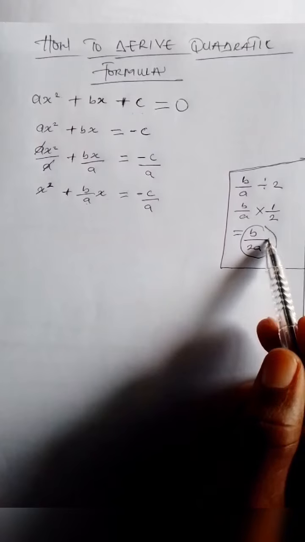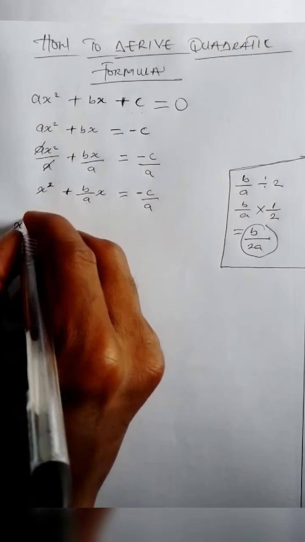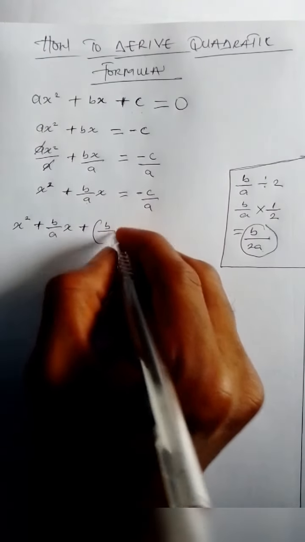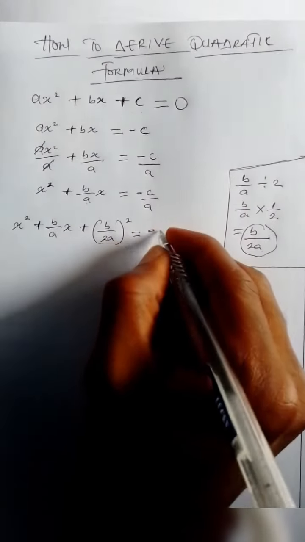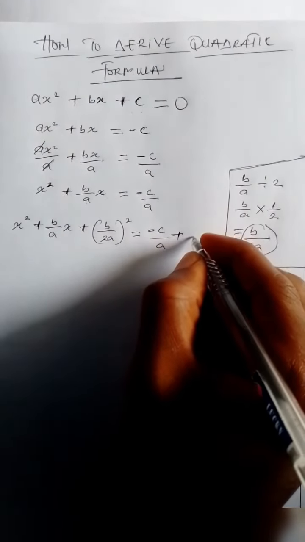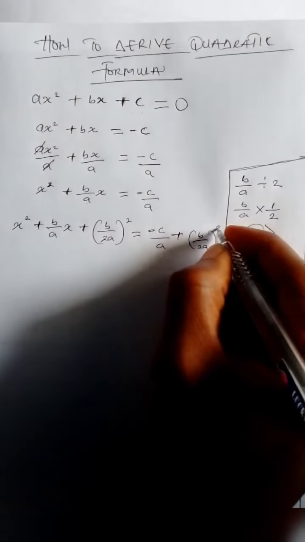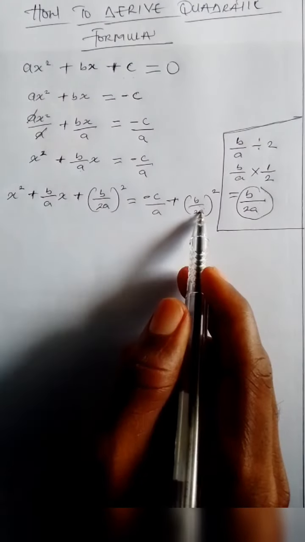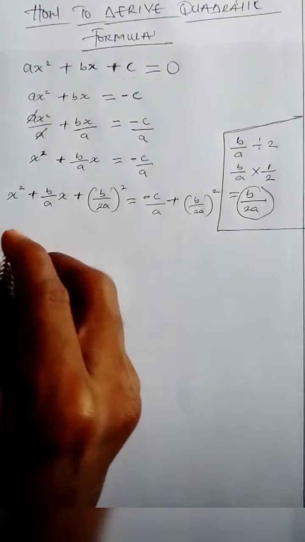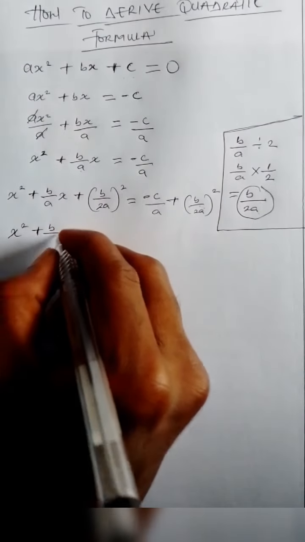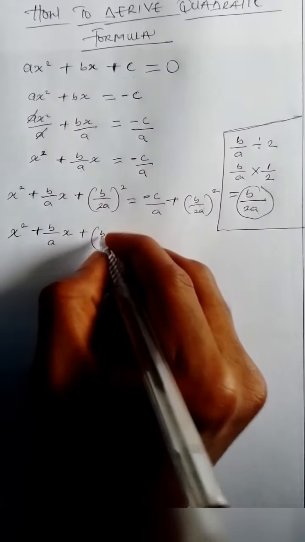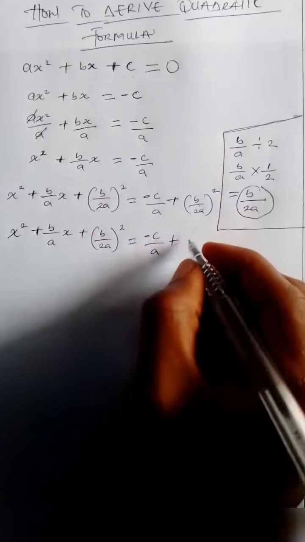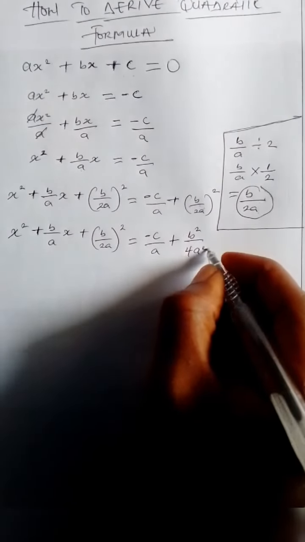We are going to square this and add to both sides of the equation. So we have x squared plus b over a x plus (b over 2a) all squared equal to minus c over a plus (b over 2a) all squared. So we have added it to both sides of the equation. So we can simplify this. We have x squared plus b over a x plus (b over 2a) all squared equal to minus c over a plus, when we open this bracket, we have b squared over 4a squared.